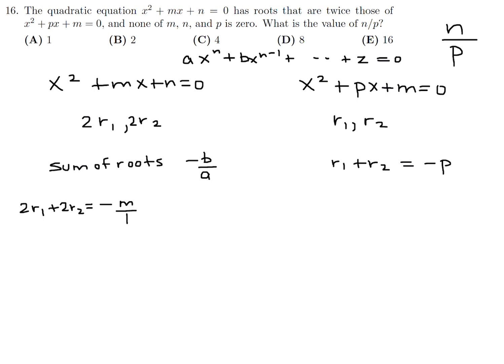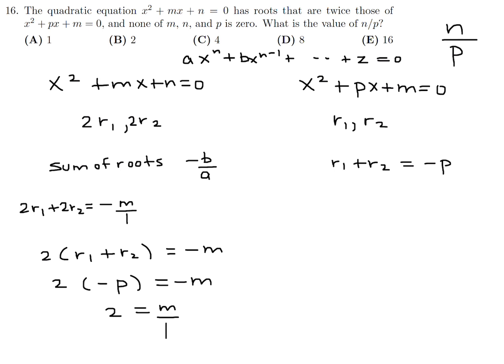Okay, so what I'll do at this point is I'll substitute this over here. So 2 I'll factor out, and that gives me 2r1 plus r2 is equal to minus m, and then r1 plus r2 is equal to minus p, like this. So 2 therefore is equal to m over p, like that. Okay, so far so good. We're sort of in that category, but not quite.